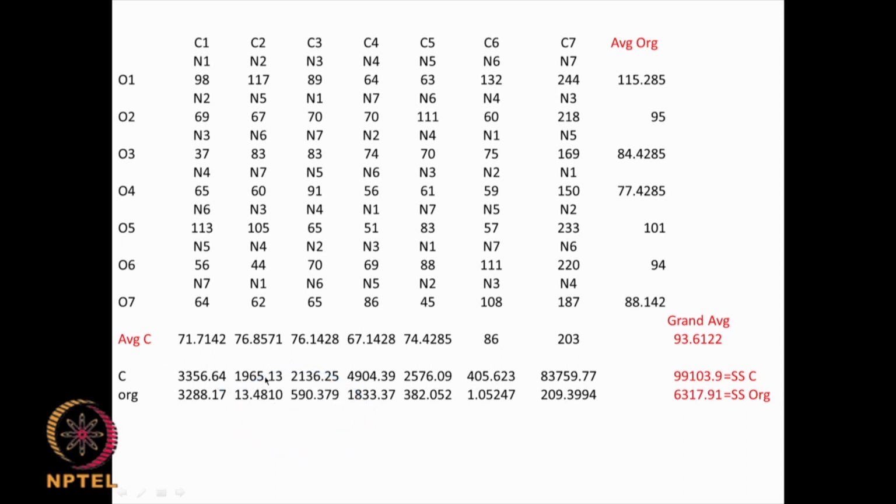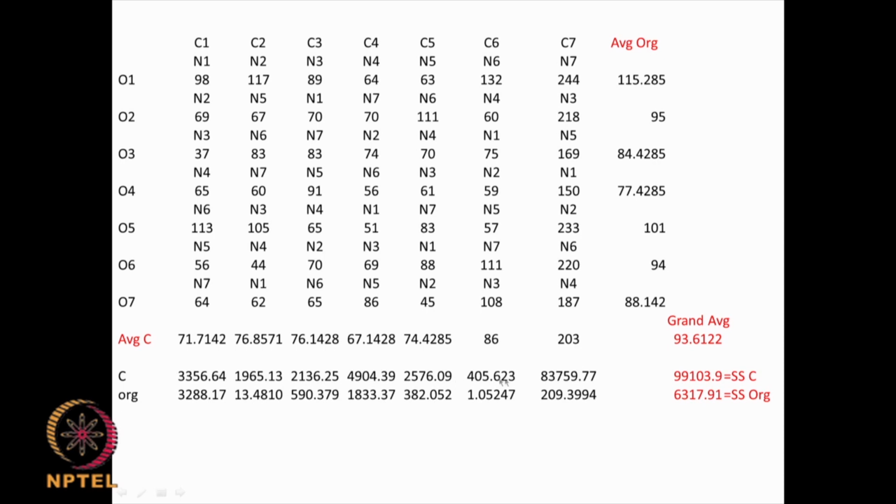So, next item 7 into 76.85 minus 93.6 square. This item 7 into 76.1 minus 93.6 square and so on. This item 7 into 86 minus 93.6 square. And this item 7 into 93 minus 203 square.